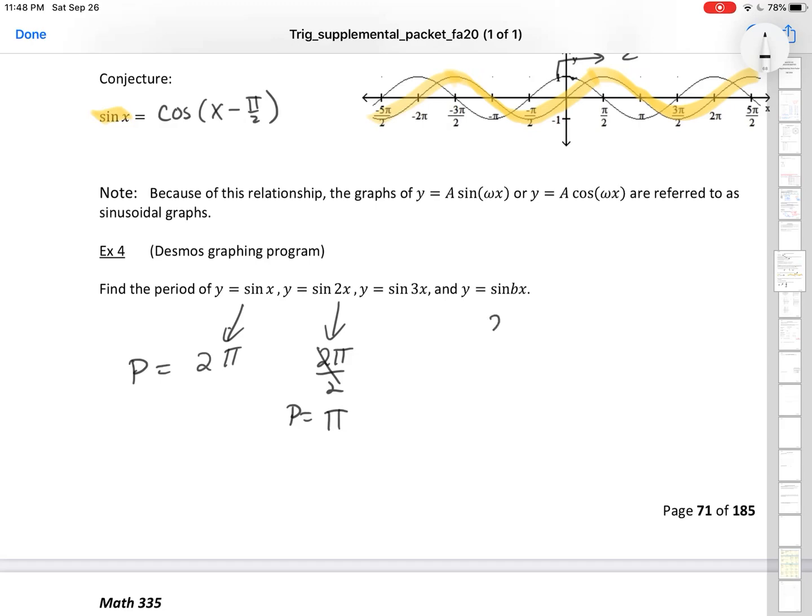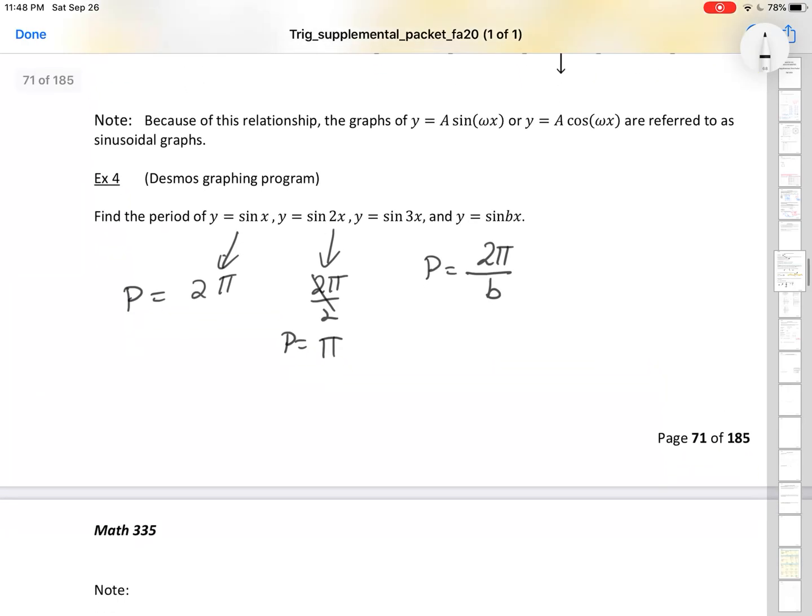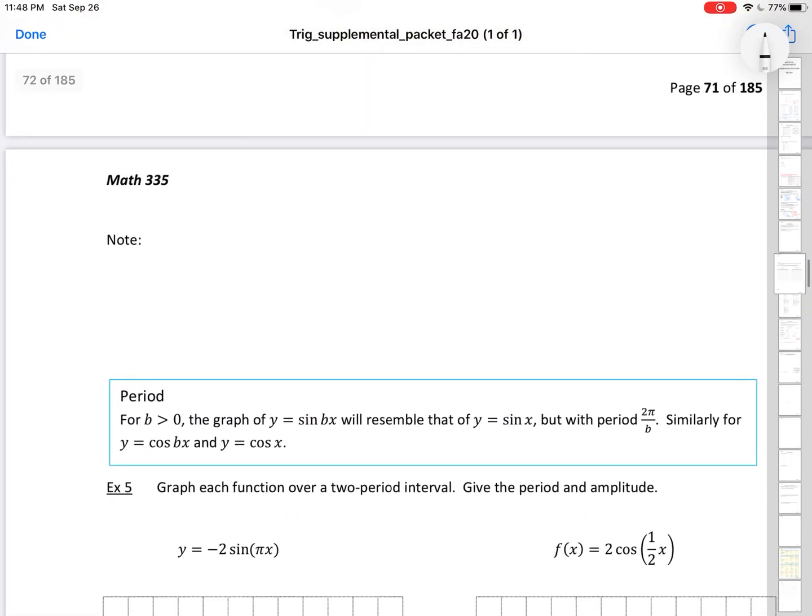So what would this be? This would be the original 2 pi divided by b. That's what the period's going to be for that one.